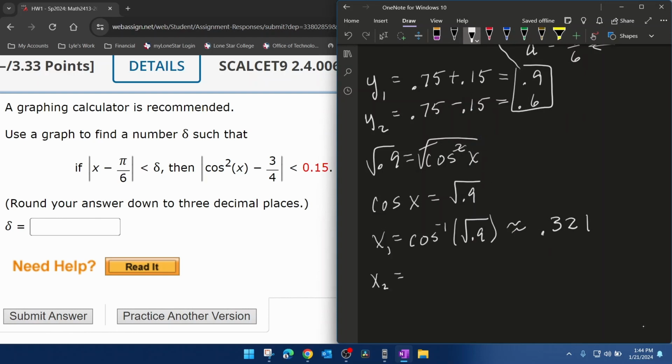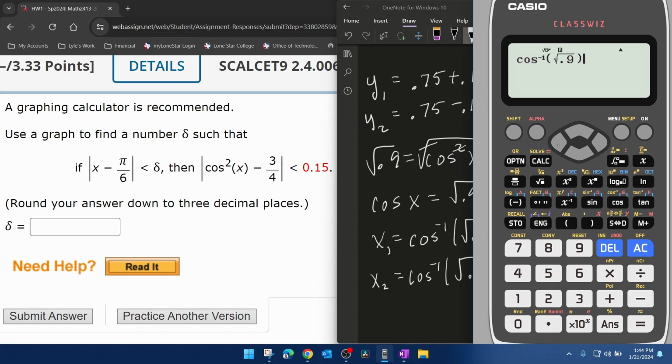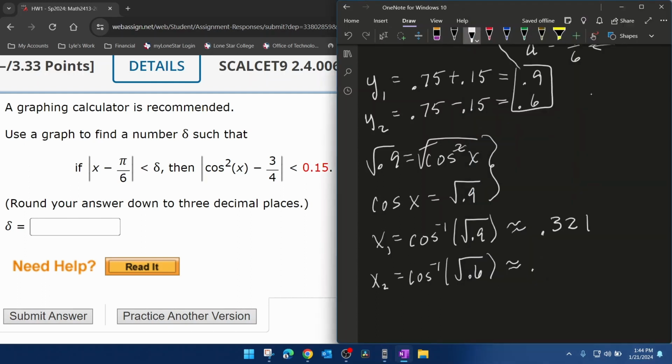And then x2 would be the inverse cosine of the square root of 0.6. Taking a little math shortcut there, knowing that all of this work is going to repeat, and we will arrive at this destination. And again, scrolling back using my calculator's feature to edit what I input, so I don't have to type the whole thing over again. Rounding down, 0.685. Now this is my x min and max.